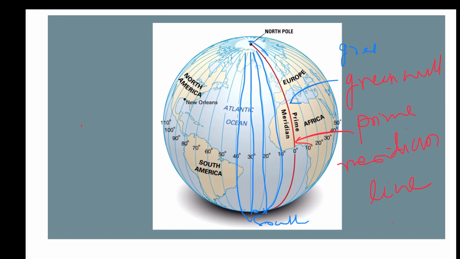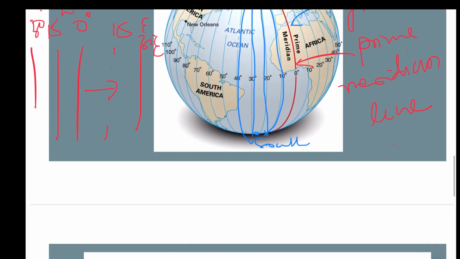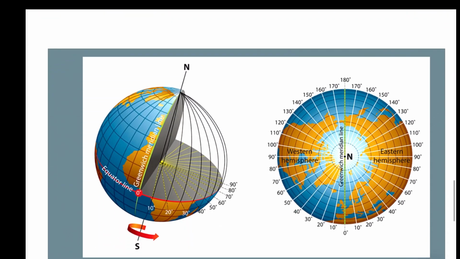It is taken as a reference as 0, and accordingly towards the east 15 degree east, 30 degree east, and towards the west 15 degree west and 30 degree west. Likewise, we denote them. So these are the longitudes, going from the North Pole to the South Pole. The 180-degree line is the same: 180 degree east and 180 degree west are the same, and it divides the Earth into two hemispheres.